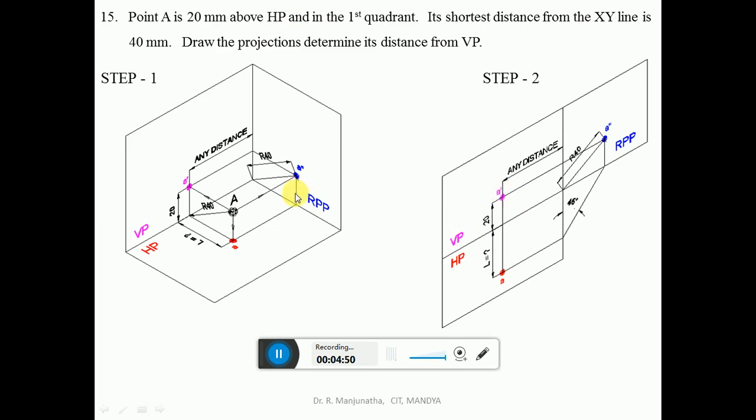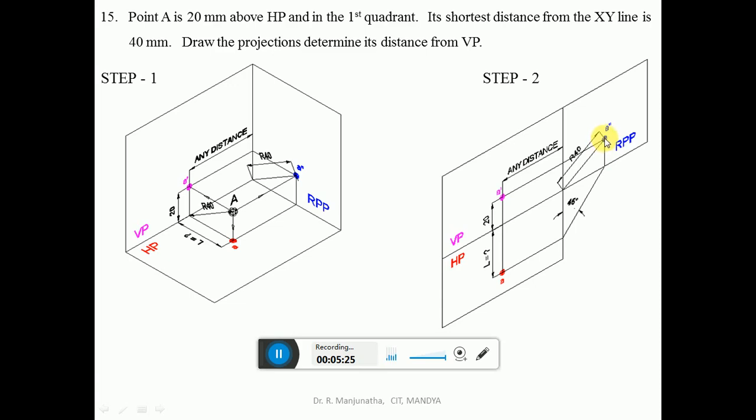Then in the profile view we can see the distances of the front view as well as the top view. So you draw a horizontal projector from the front view to the side view. But the shortest distance which can be seen is in the profile view, which is 40 mm. So you measure the 40 mm distance and cut an arc on the extended line of the front view on the profile view. So you are going to get this point A double dash.